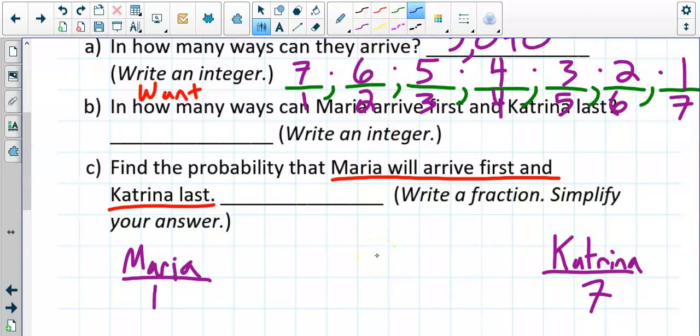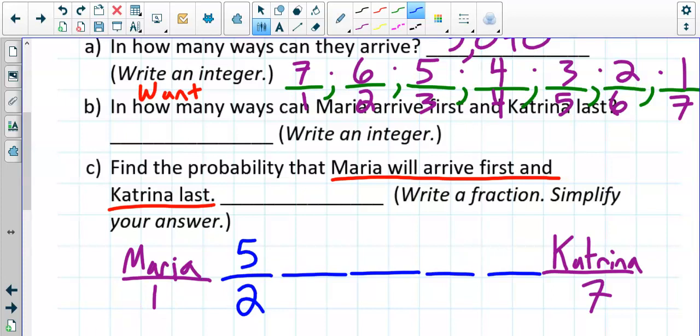There's no changing that. But what does change, what we need to know about, is what's going to happen to all these people in here. That's the trick to part B. You don't worry about the first and the last. You worry about everybody in between. So how many guests do I have left that can arrive second? There are 5 guests because we fixed the beginning and the end.